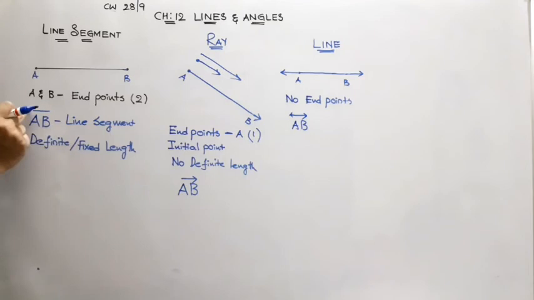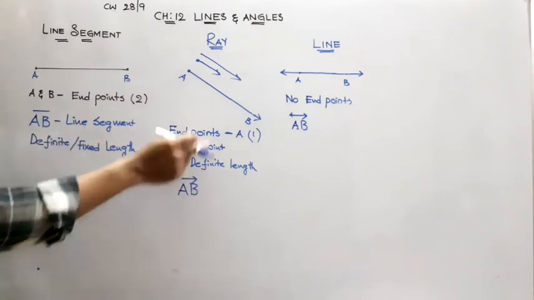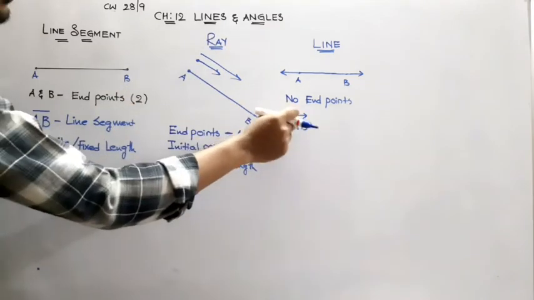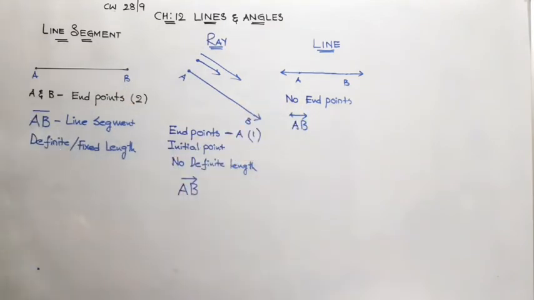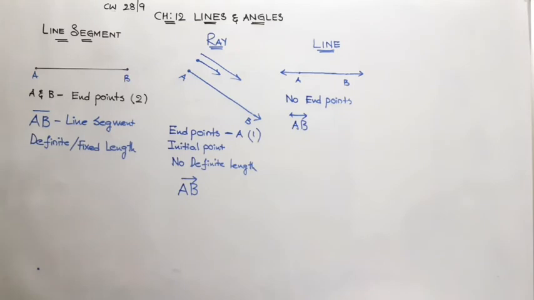So AB without arrows we call a line segment. AB with a single arrow we will call a ray. AB with both the arrows pointing outwards we will call a line. Okay. So we are done with these three concepts. Next one is very much important. So please follow the explanation carefully.